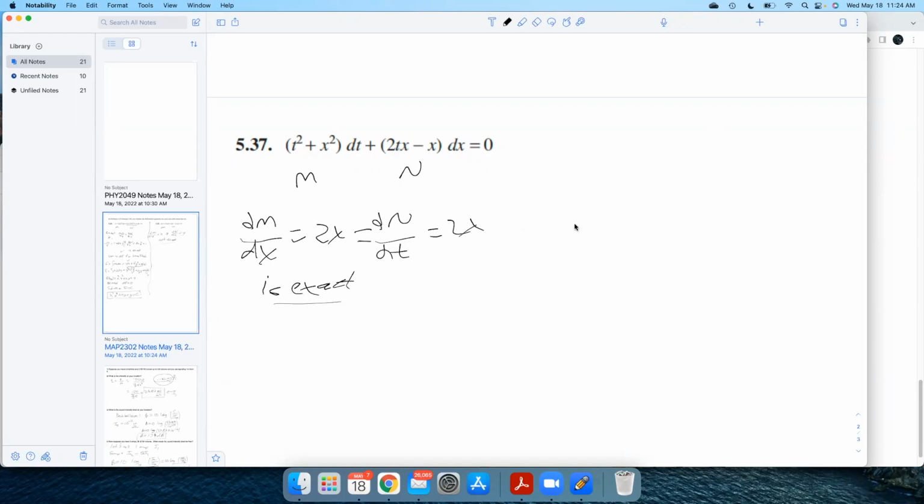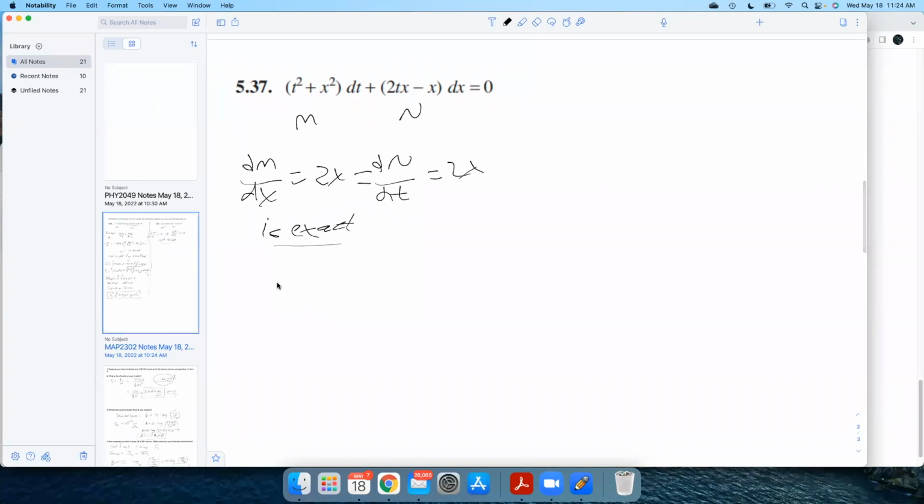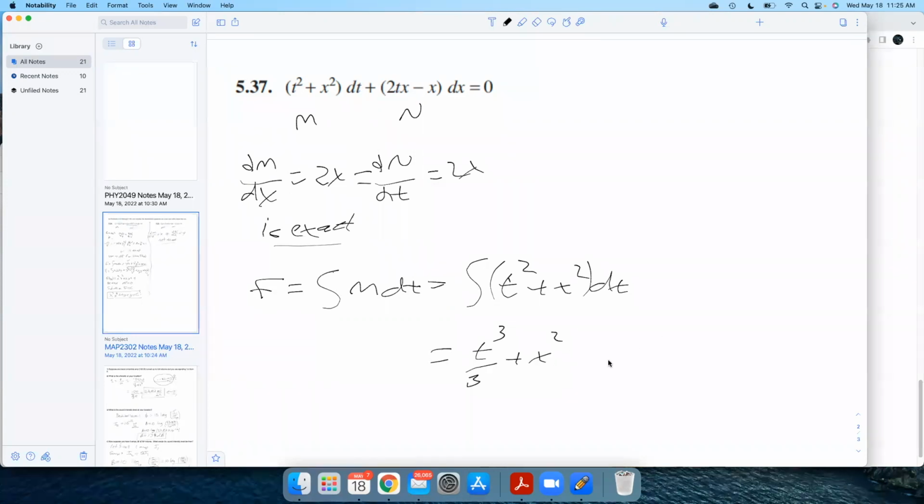So then I can couple that a little bit. Capital F, maybe I'll do this one the other way. I'll use the other method. Capital F must be the antiderivative of M with respect to the variable he uses, dt. So that would be the antiderivative of t squared plus x squared dt. That would be t cubed over 3 plus x squared t, plus possibly some extra function of the other guy.